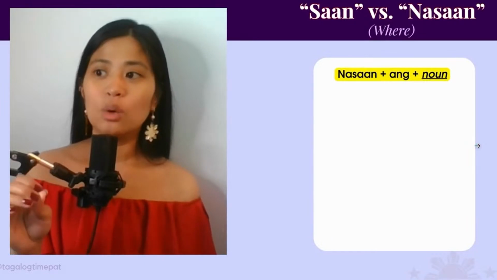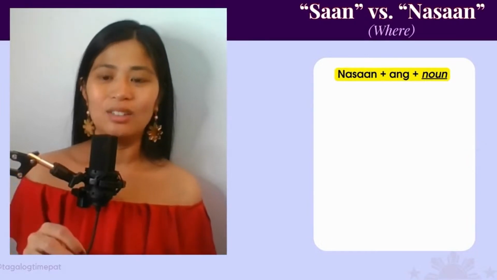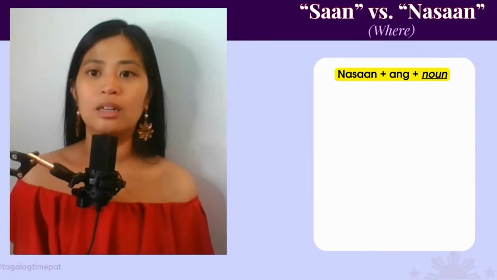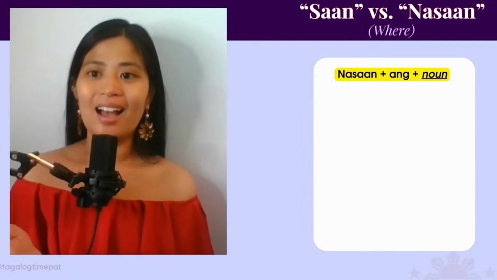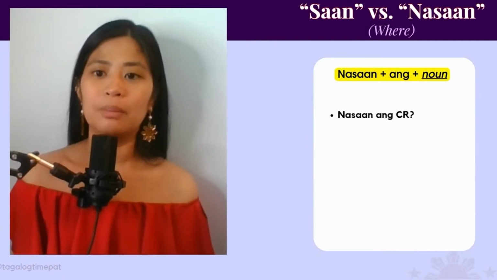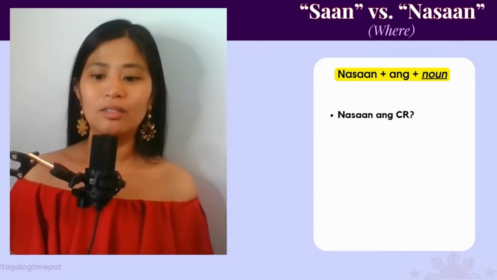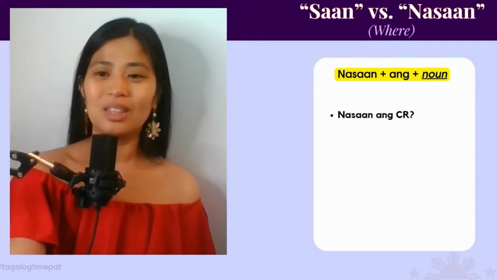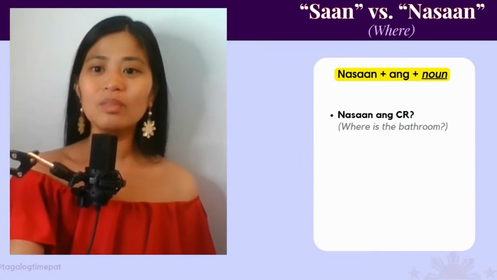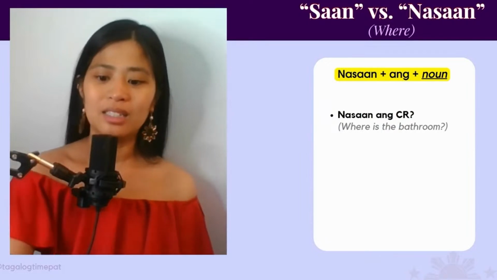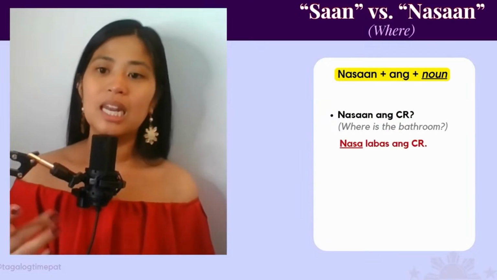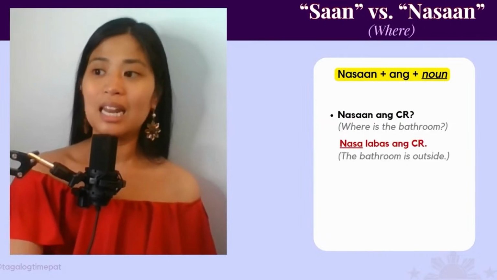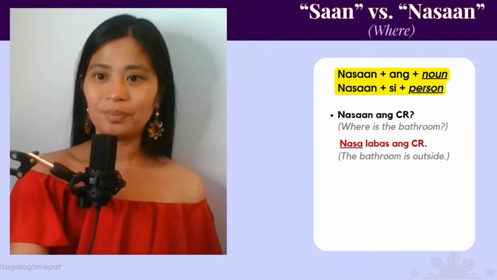Next, there's this question word, nasaan. So it's similar to saan, but it's nasaan. And here are the different ways to use it. Nasaan plus ang plus a noun. For example, nasaan ang CR? CR is comfort room in Tagalog, or in the Philippines, that's what they refer to the bathroom as. Where is the bathroom? Nasaan ang CR? The response, nasa labas ang CR. The bathroom is outside.